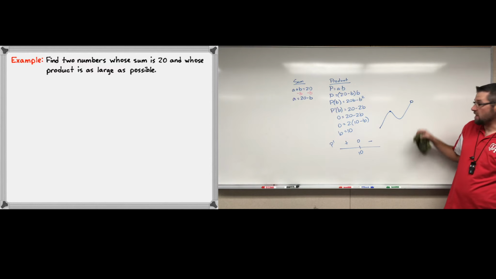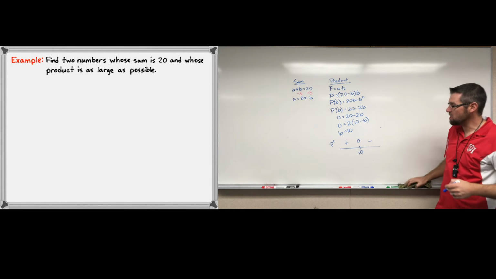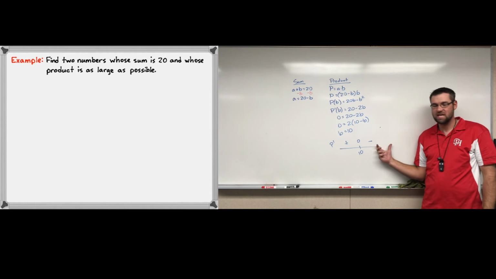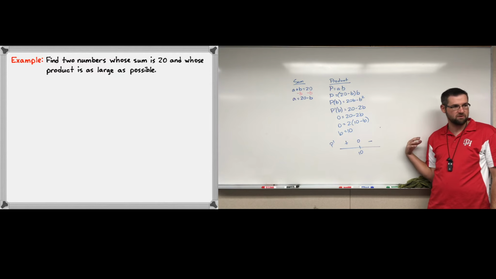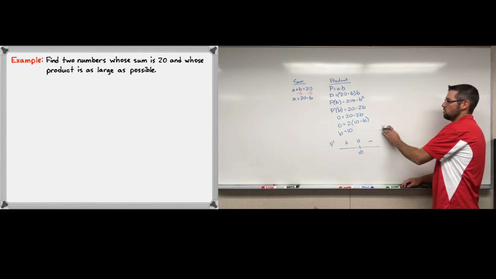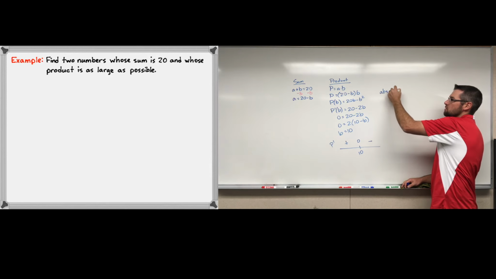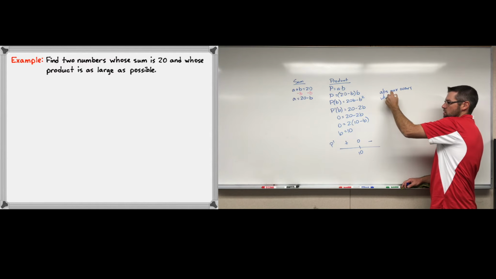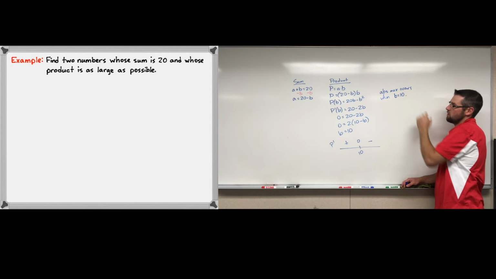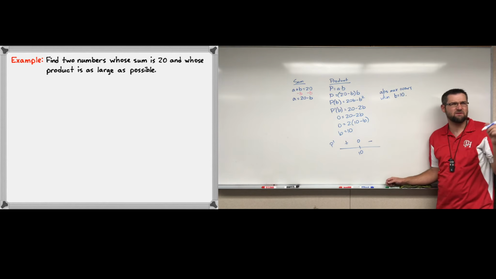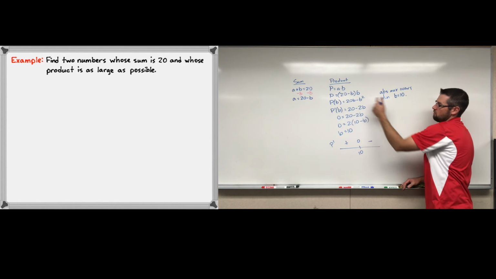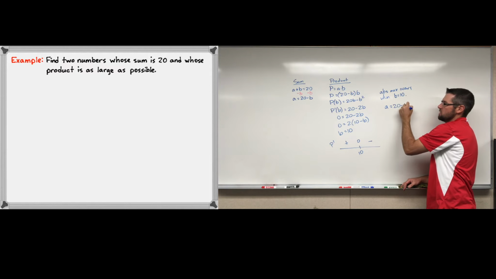So, using that justification, we would say P prime is positive for every value from negative infinity to 10, and P prime is negative for every value from 10 to infinity. Therefore, it's an absolute maximum. So we would say the absolute max occurs when B equals 10. And then just the justification I just said. So what am I going to do? What's the question? It says find the two numbers. So we found one of them. That one over there, it said A. So A equals 20 minus 10. So it's A.